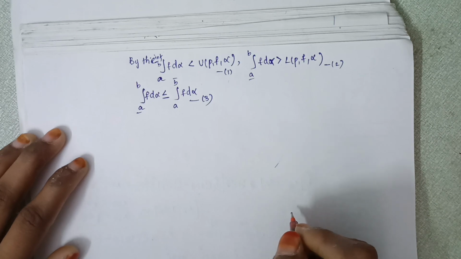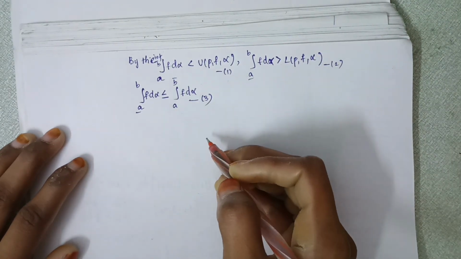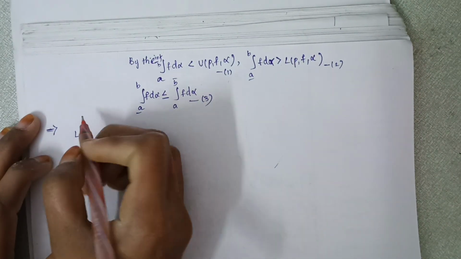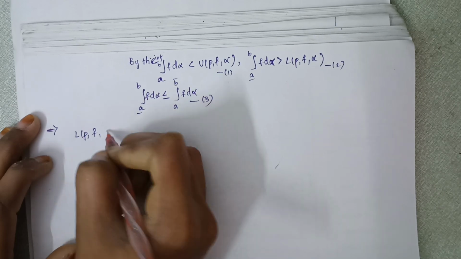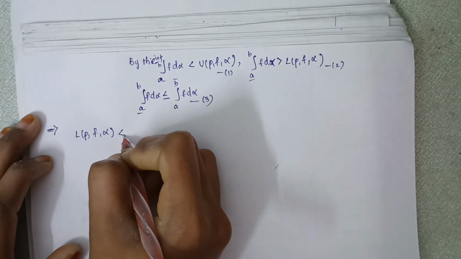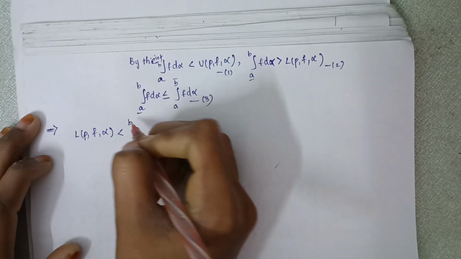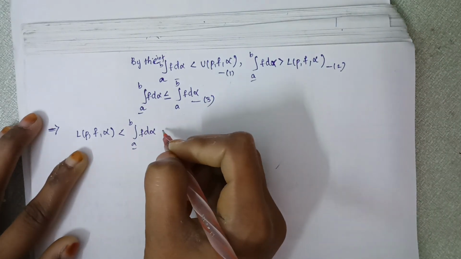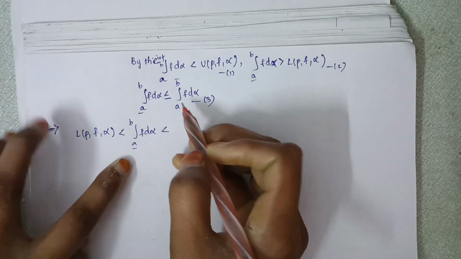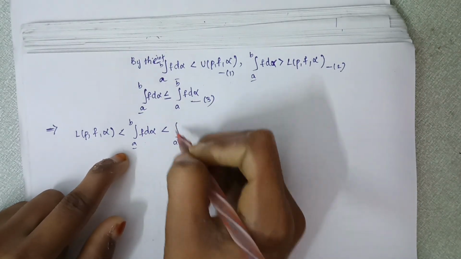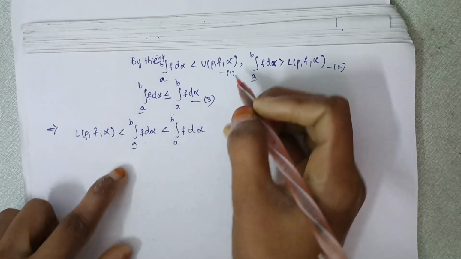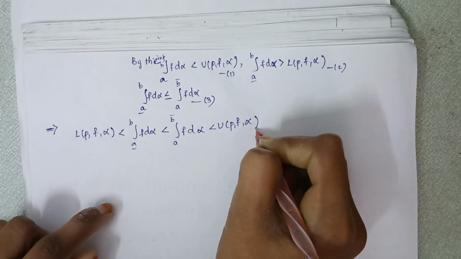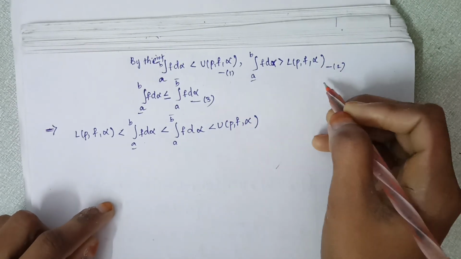Okay, from this 3 what can we write? We can write the equation: L of P, f, alpha is less than integral a bar to b f d alpha, this first, the second one, and less than, take this one, integral a to b bar f d alpha, and take the first one, less than U of P, f, alpha, right? From this 3.